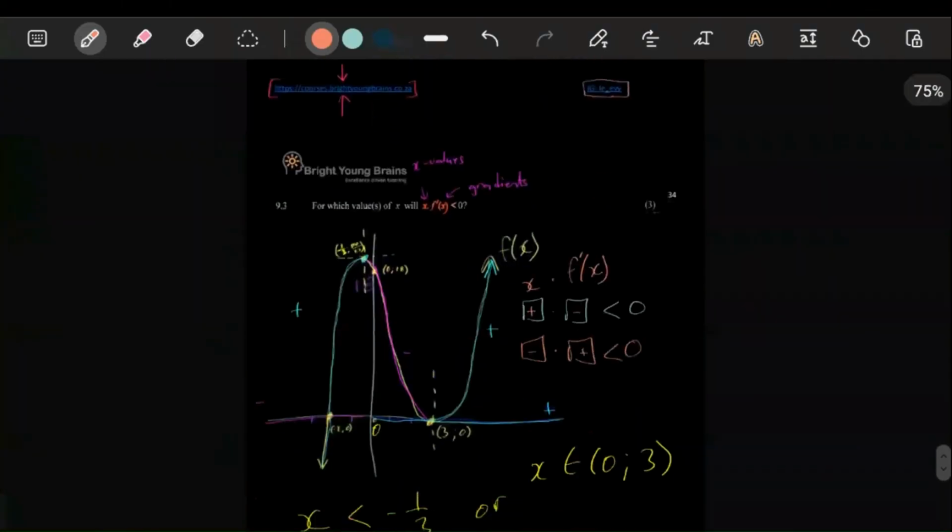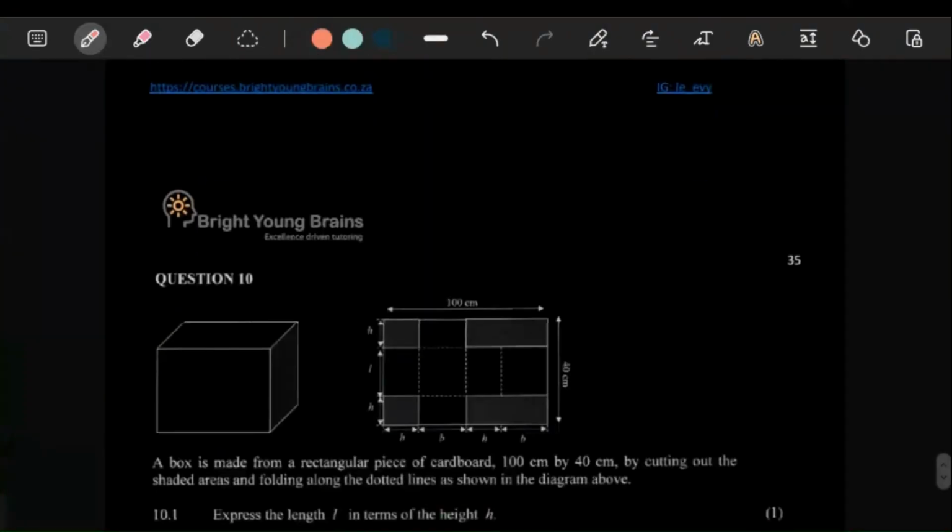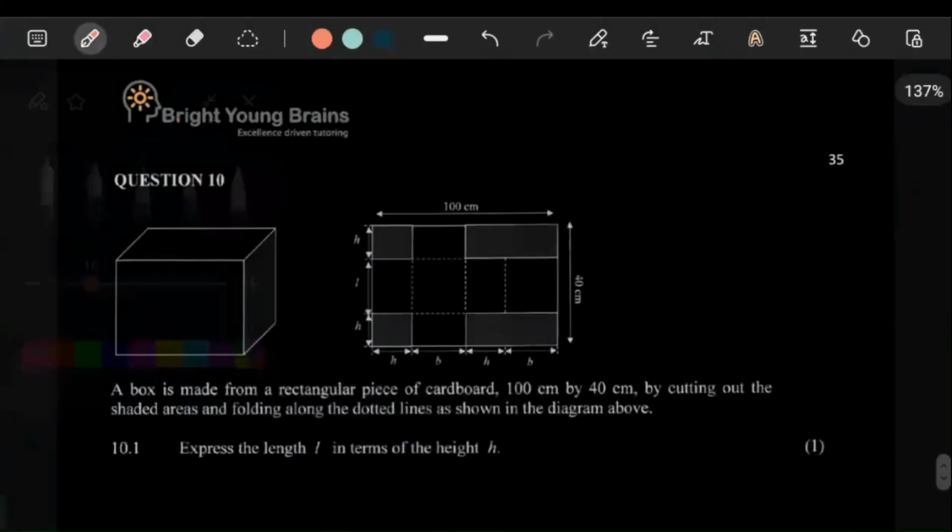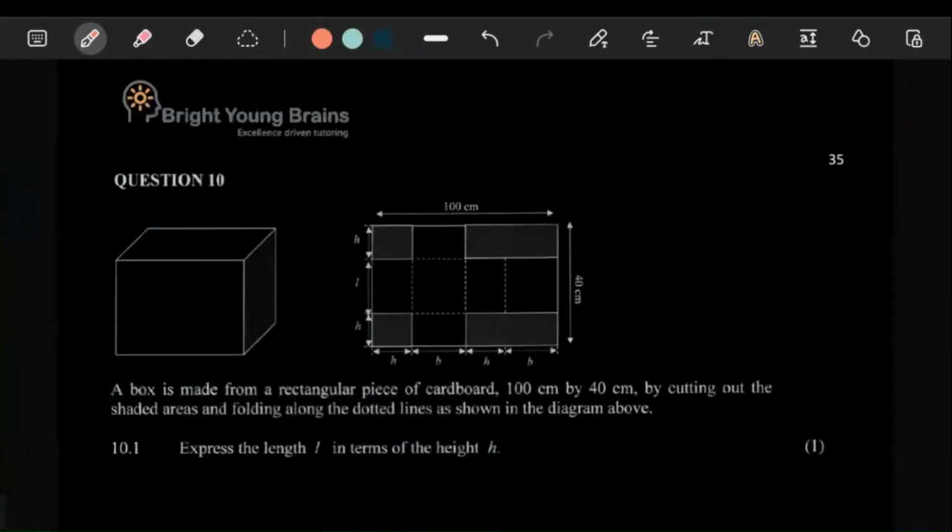Let's move on to the next question. Question number 10. With something like question number 10, we would need to keep calm. Fortunately, question 10 is a 1 mark question. It says here a box, which is a cuboid, a rectangular prism, if you will. They said a box is made from a rectangular piece of cardboard, 100 centimeters by 40.